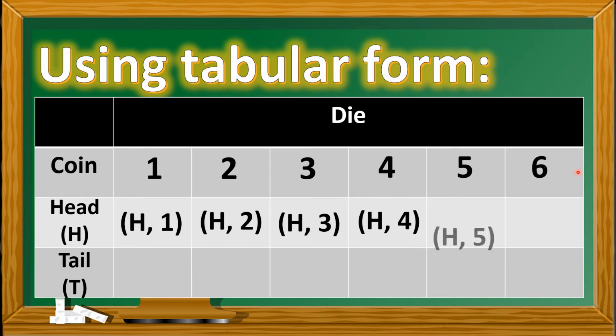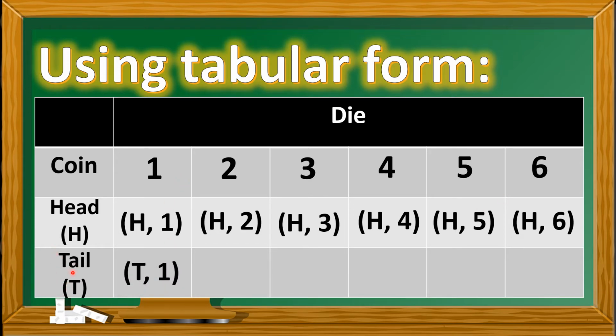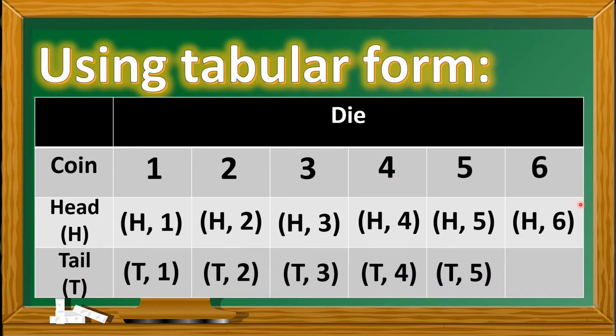Head and then 5, we have H5. And head then 6 will be H6. So these are all heads, and these are the number of dots in a die. Next, for the second part, we have tail and 1, so we have T1. Tail and 2, we have T2. Tail and 3, we have T3. Tail 4, so we have T4. Tail 5, T5. And tail 6 will be T6. So that's how you do a tabular form in counting the number of outcomes.